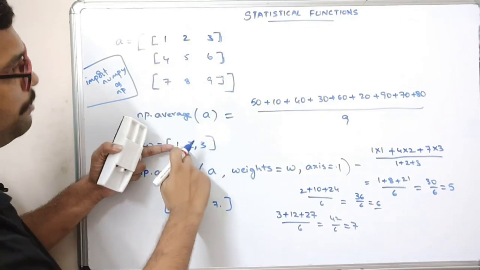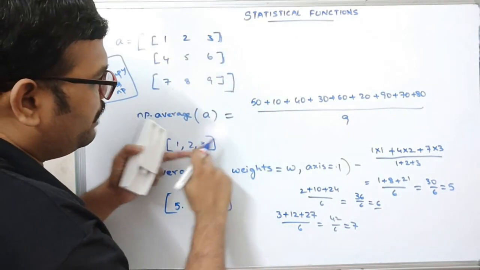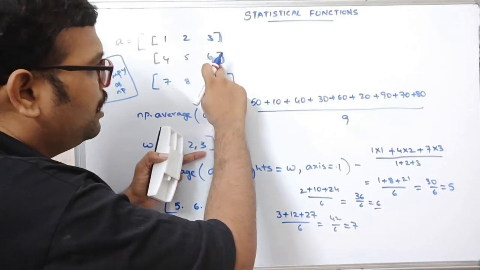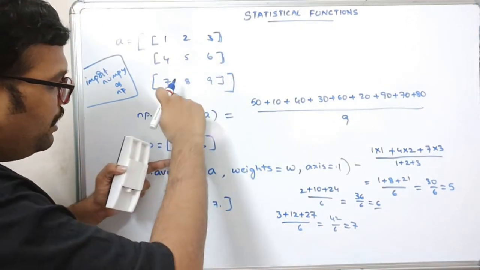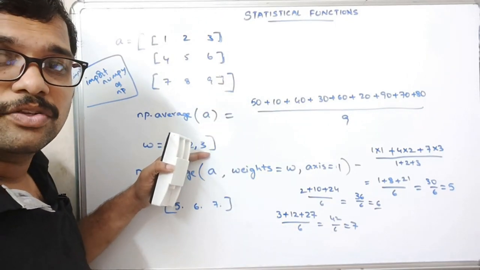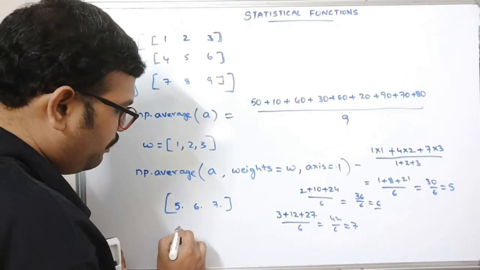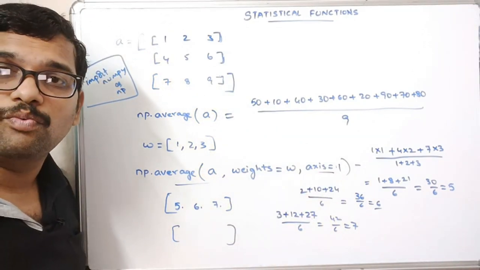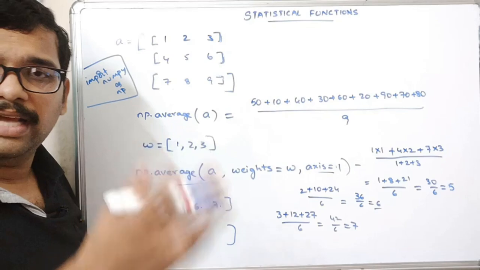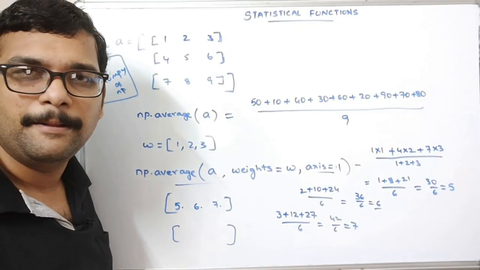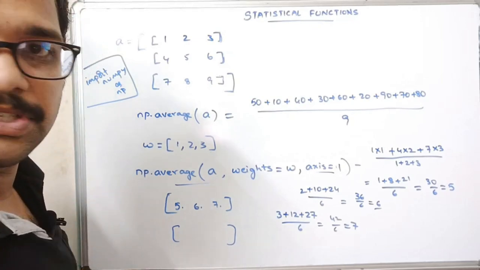So 1 into 1 plus 2 into 2 plus 3 into 3 divided by 6. Similarly 4 into 1 plus 5 into 2 plus 6 into 3 divided by 6. Similarly 7 into 1, 8 into 2, 9 into 3 divided by 6. So that should be calculated, and that will be the result of the weighted average along axis 1. So no worry. We'll execute the same thing in the interpreter so that your doubt will be clarified, right? So this is all about the average function.